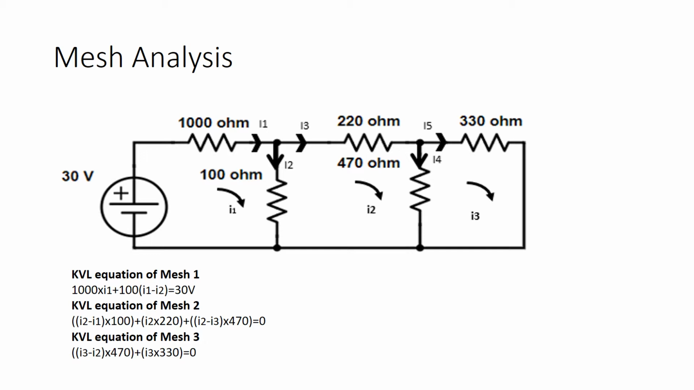So how are we getting that for the 100 ohm? In the 100 ohm, why are we taking i1 minus i2? See the direction of the current. While i1 is coming from upward to downward, i2 will be coming in the opposite direction. So when both currents are coming in opposite directions, we are subtracting it.